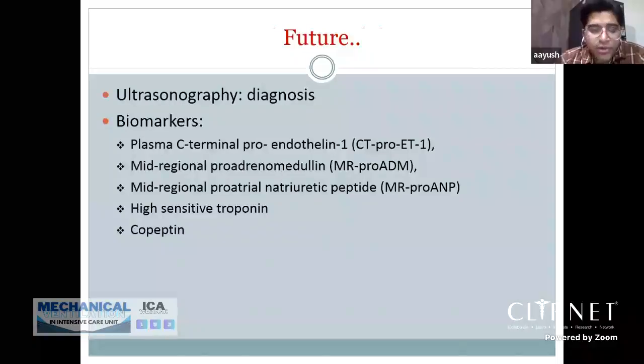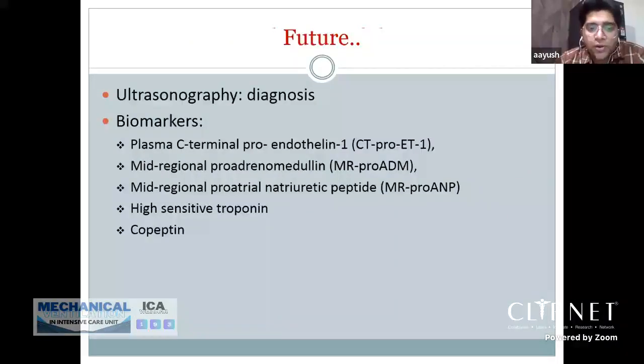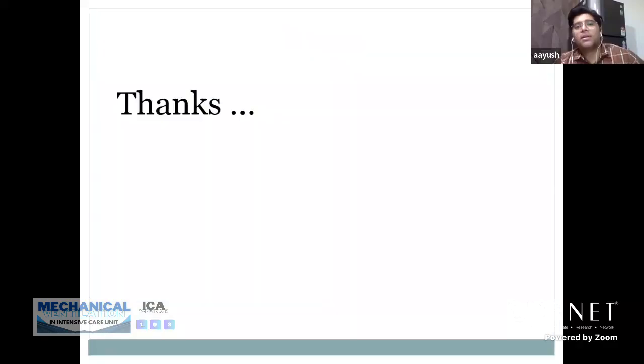So the future resides with basically the use of ultrasonography, which can be used to diagnose and to quantify the amount of pulmonary fluid, and can also be used to probably judge the LV filling pressures. Certain other biomarkers, like instead of using the BNPs and pro-BNPs, some studies have used endothelin 1, pro-adrenomedullin, troponins and copeptin. So this is the future. Further studies are still warranted to diagnose them and use them appropriately in patients of weaning-induced pulmonary edema. Thank you.